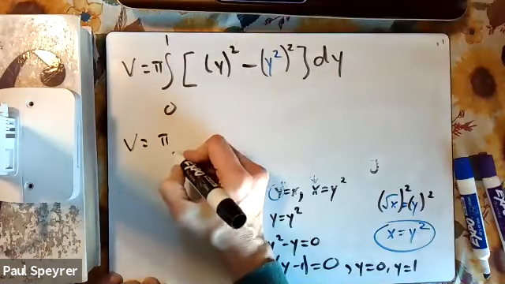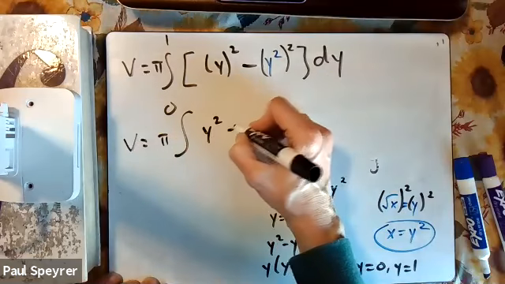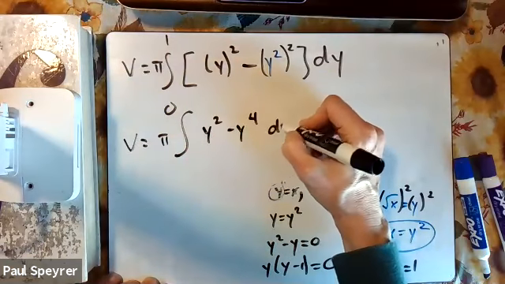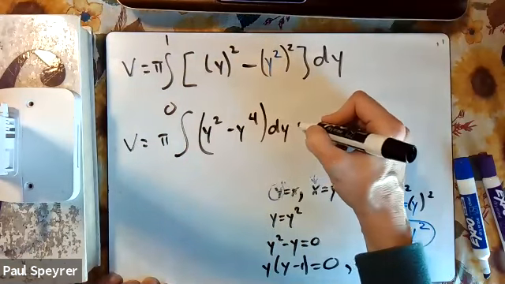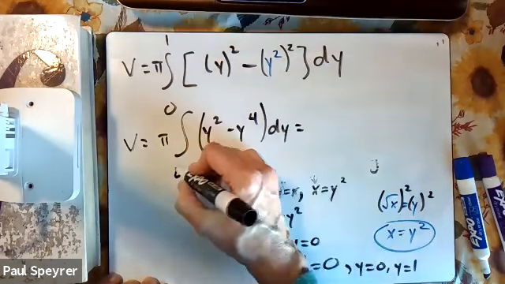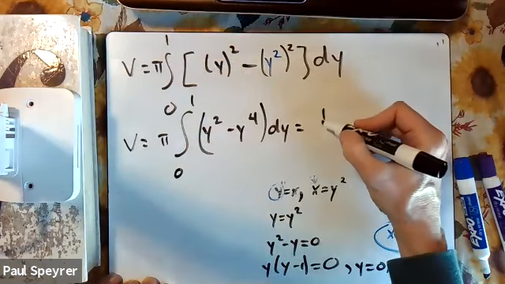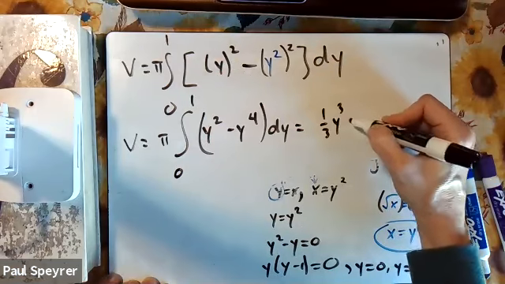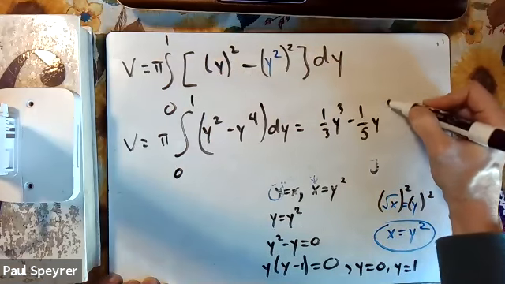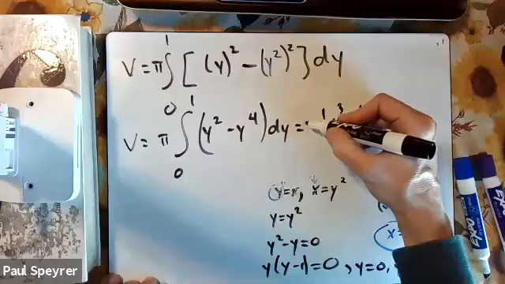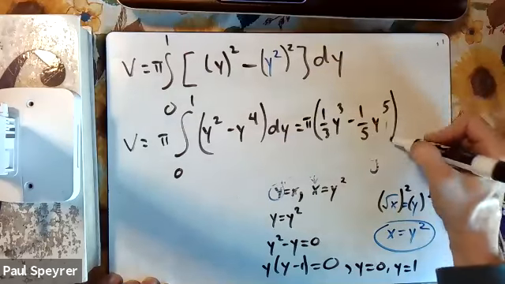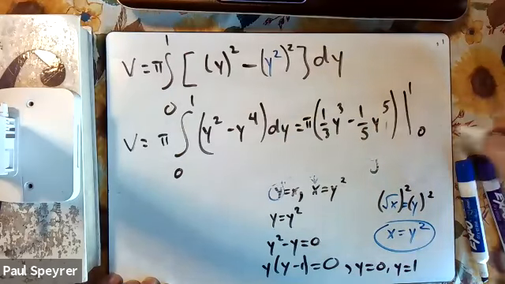So we apply the squared, we get y squared minus y to the fourth dy. Then this is 1/3 y cubed minus 1/5 y to the fifth. And then we have pi out in the front. Evaluate from 1 to 0.